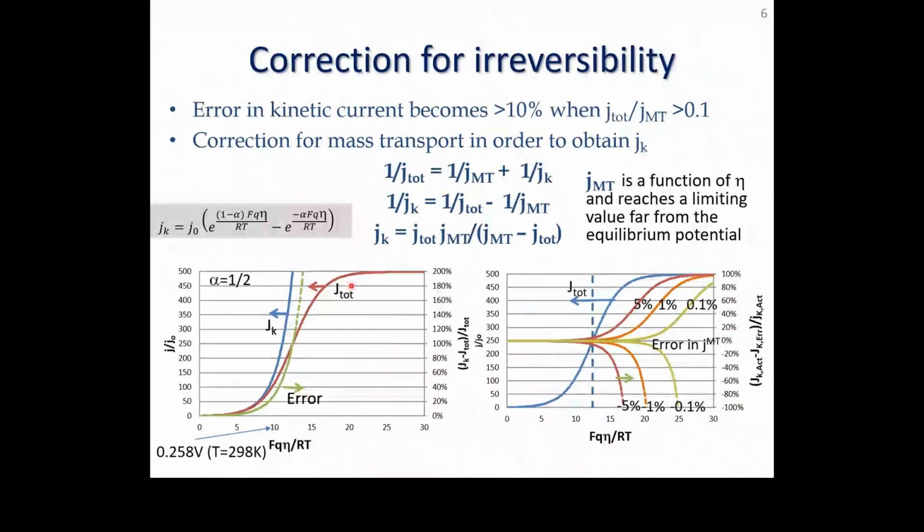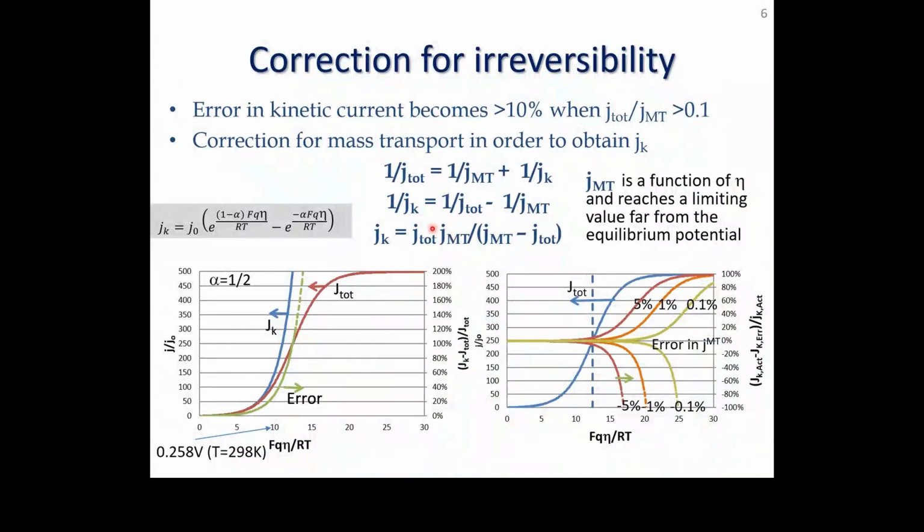Now, of course, in any real system, we will have some sort of mass transport limitation. And if we go back to this equation that we mentioned earlier on, where we said that the total current, we can define the inverse of the total current as the inverse of each of these individual currents, this mass transport current, the rate of transport of species to and from the electrode surface, and the kinetic current, we can see that we can actually invert this equation to determine the kinetic current if we know what the mass transport limiting current is.